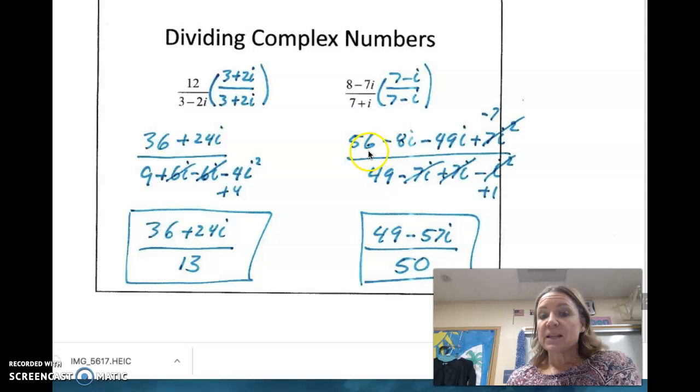All right, let's simplify that before we do the denominator. So 56 minus 7 is 49. And then combine these two to get negative 8i minus 49i, which is negative 57i.